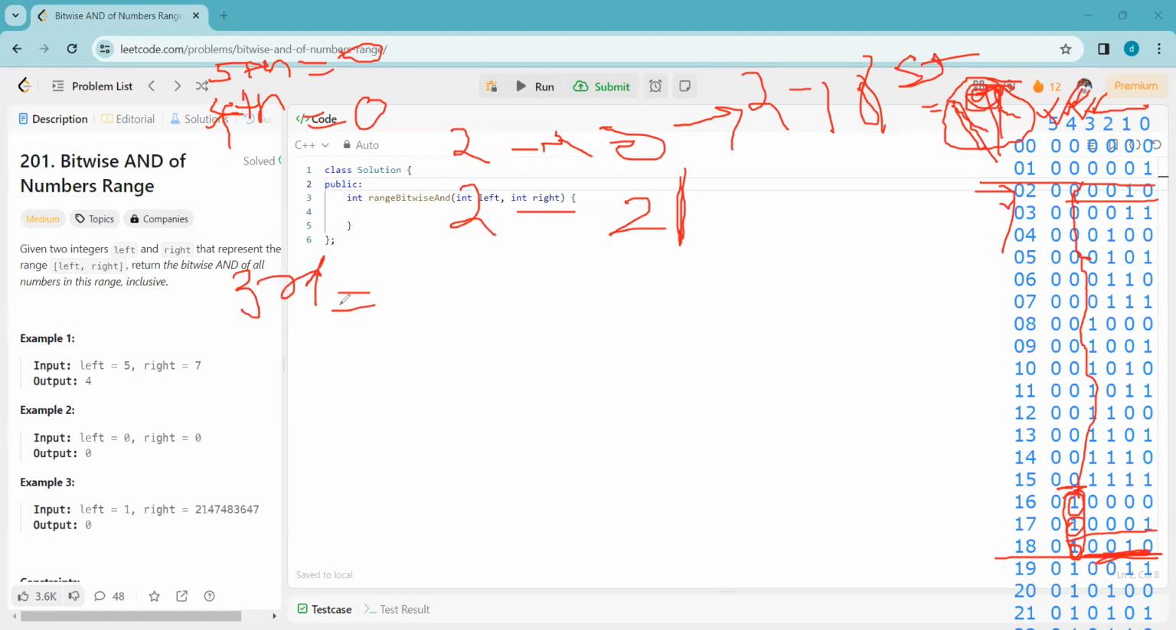after how many numbers will the pattern repeat? For the third bit, it will be 3 plus 1. That is, after every 16 numbers, the pattern is repeating. That means the first 8 numbers will contain zeros, 8 zeros, and then the remaining 8 numbers will contain ones.